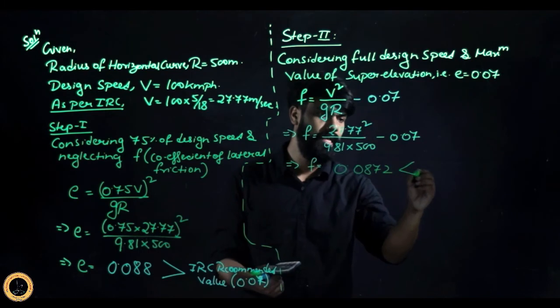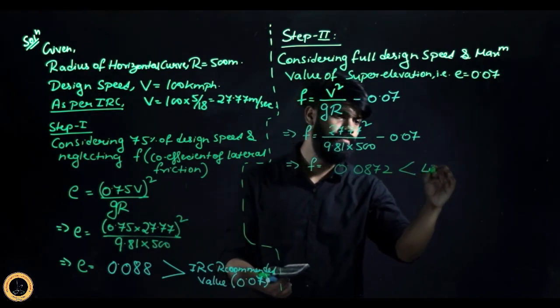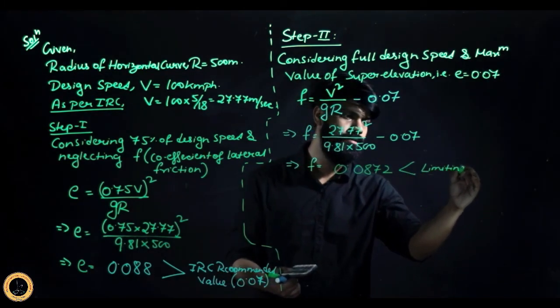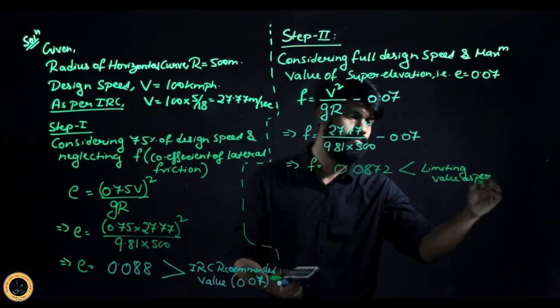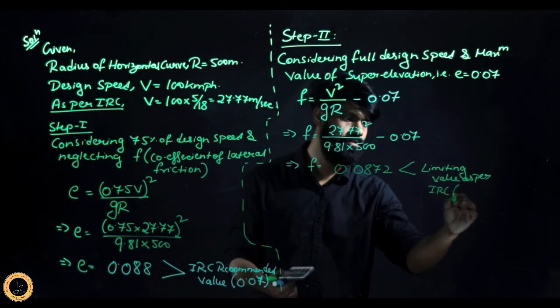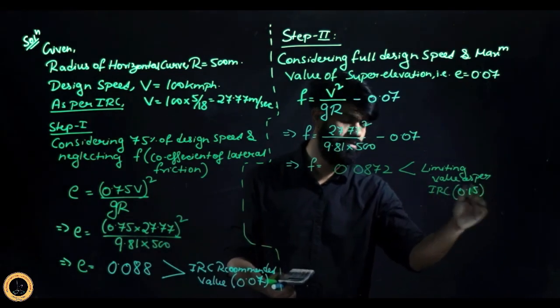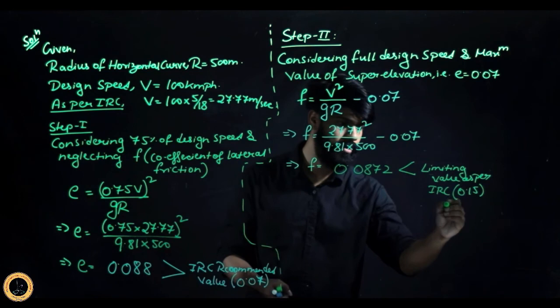Now this is less than the limiting value as per IRC. And what is the limiting value? It is 0.15. So we are okay with it.